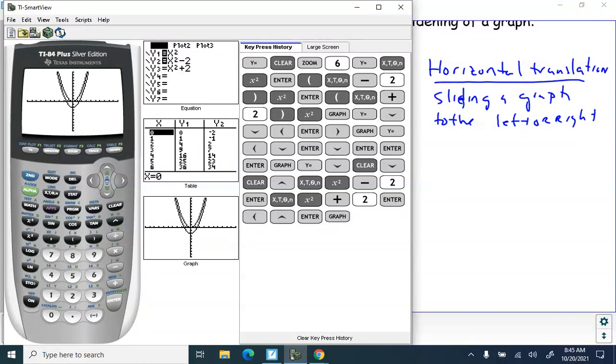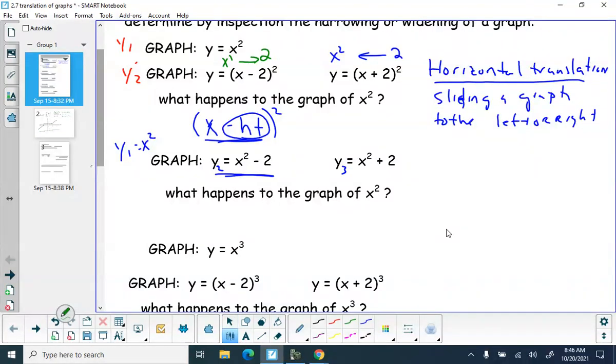With our graph now, what has happened to our x squared here? Move down 2 spaces. So when we subtract off the 2, this is going to move down our graph of x squared, 2 spaces. Then if I turn off y2 and go to y3 and turn y3 on, hopefully you can by now figure out what's going to happen. Courtney, what's going to happen here? Up 2 spaces. So we're going to go up two spaces.